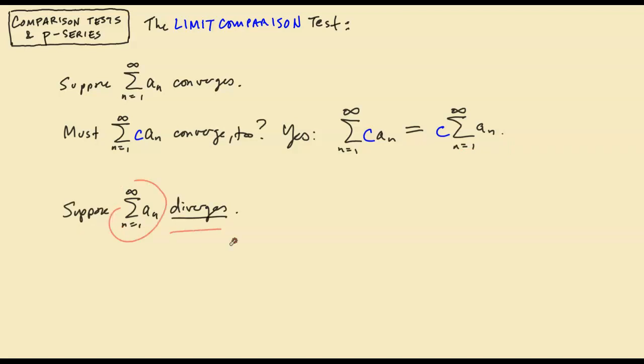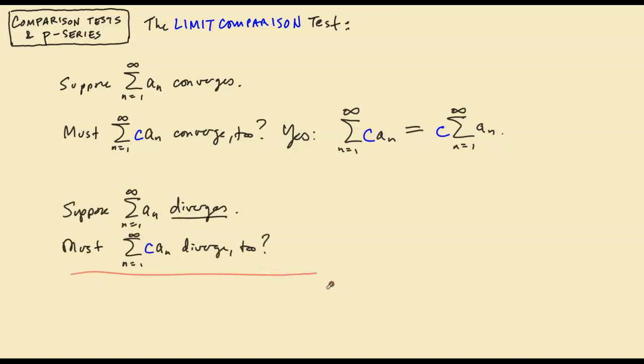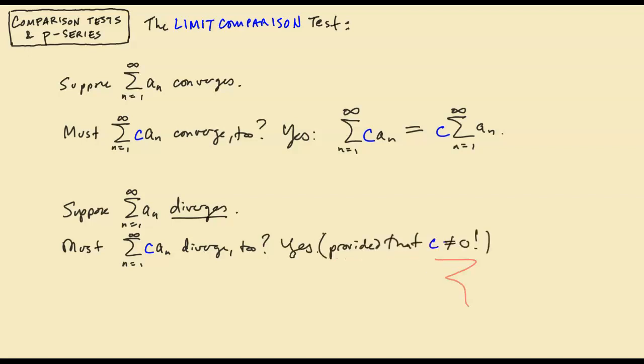Let me ask a related question. Now suppose we have a series that diverges. Ask the same question. If I multiply all the terms by the same constant c, must the result also diverge? In general, the answer is yes, provided that c is not 0. That's a silly case, but that would actually flip it from divergent to convergent. But again, in such a ludicrous manner that it's not something we actually encounter.